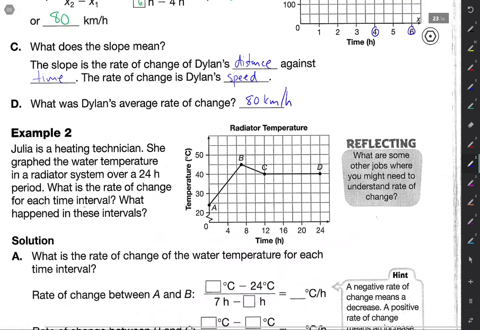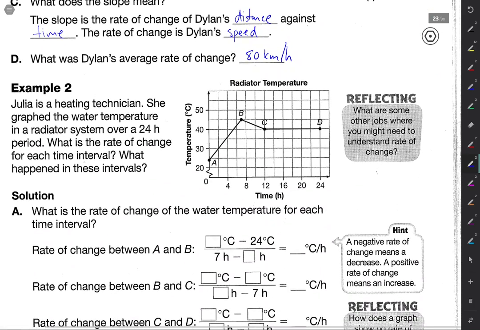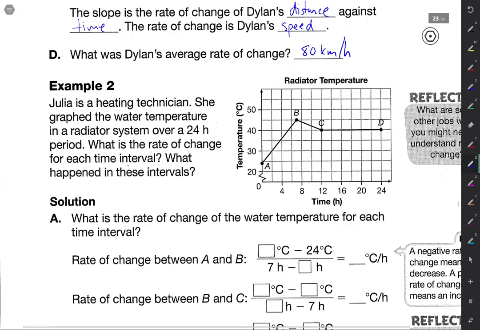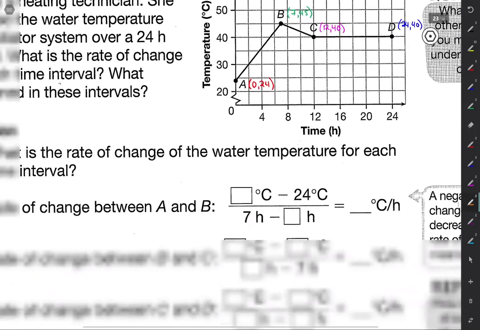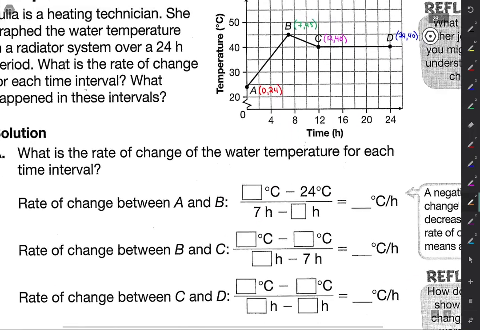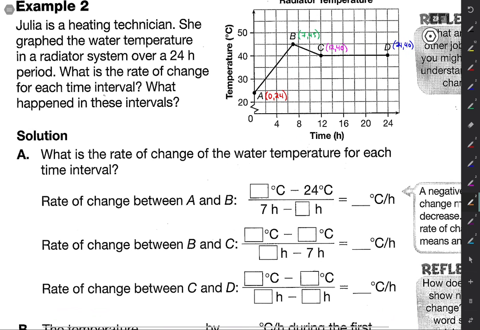Finally, in our last example, we have that Julia is a heating technician. She graphed the water temperature in a radiator system over a 24-hour period. What is the rate of change for each time interval? What happened in these intervals? So let's start off with the interval from A to B. What I'm going to do is label all of our coordinates on our graph. Okay, so I labeled every one of the coordinate points, and now we need to use the slope formula for each of these line segments.